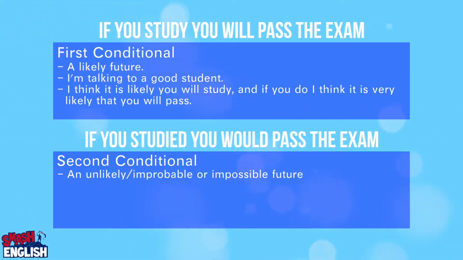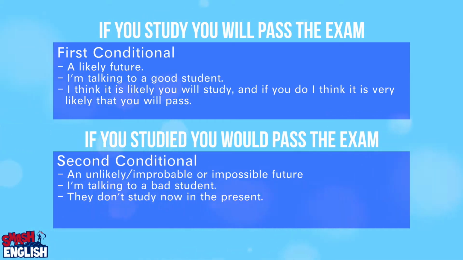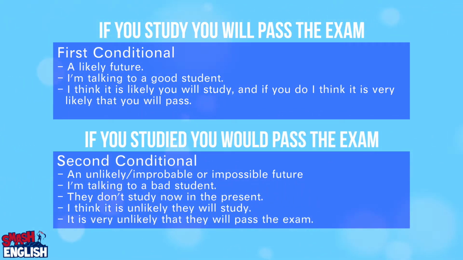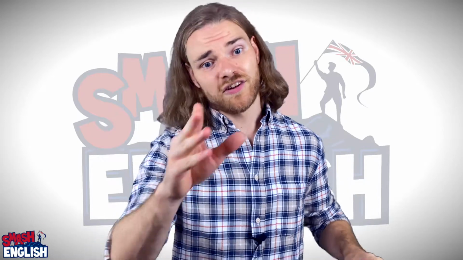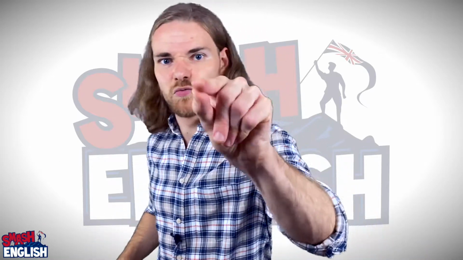In the second example, I'm talking to a bad student. They don't study now in the present, and so in the future, I think it's unlikely they will study, and it is definitely unlikely that they will pass the exam. If you watched more Smash English videos, you would definitely pass the exam. And I think it's unlikely that you will, but you must.